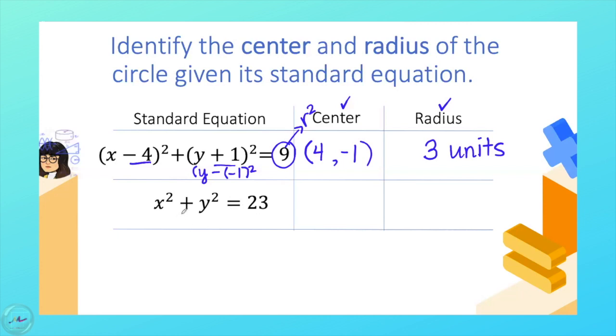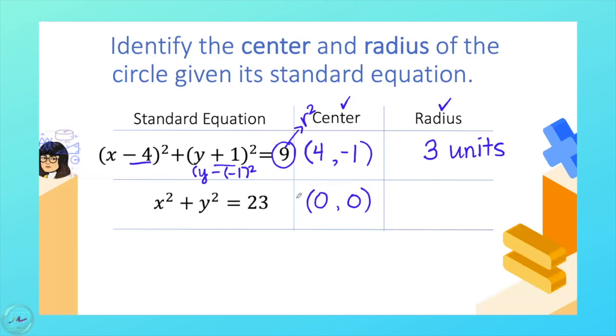And since there are no negative distances, we will only take the positive number. Another example that we have is this. We have x squared plus y squared equals 23. This is easy because if we don't find any h and k, it just means that our center is at the origin. So that will just be at 0, 0.